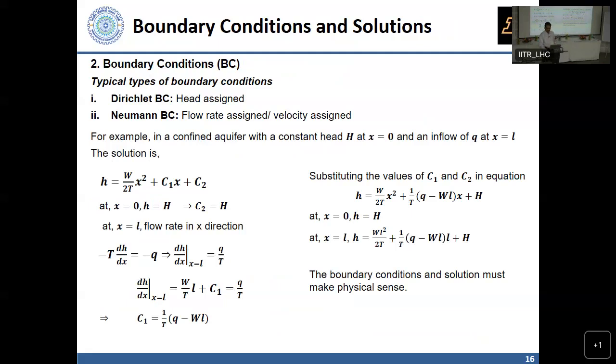So there is some interpretation that goes along with looking at a mathematical solution. You will see more of this in some of the later lectures.